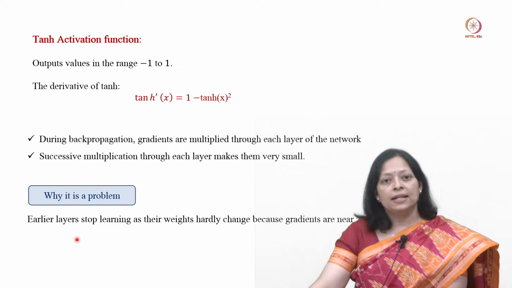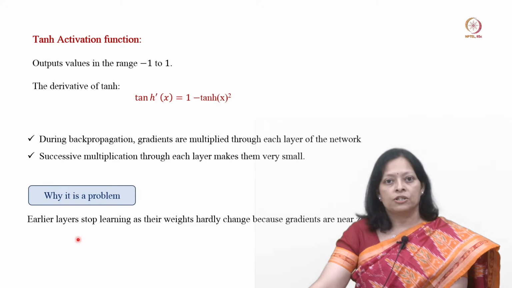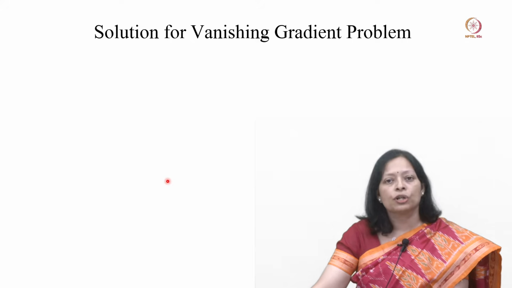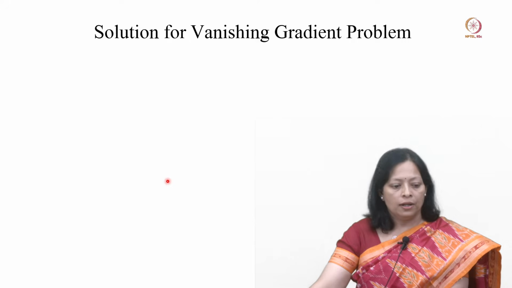If the gradient is coming towards 0, when it is becoming tiny, then the weight updations don't happen effectively. So, the earlier layers stop learning as their weights hardly change because the gradients are near 0. This is called the vanishing gradient problem, and due to this reason the earlier or inside layers don't keep getting updated, the weights don't get updated.